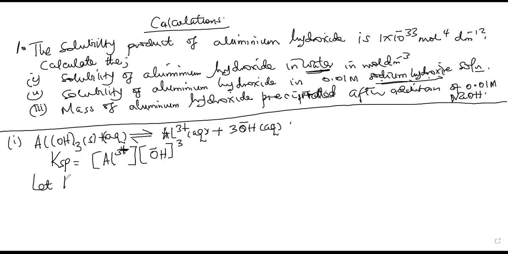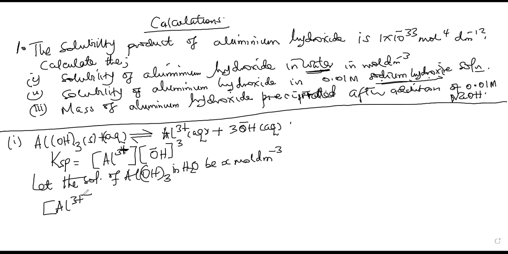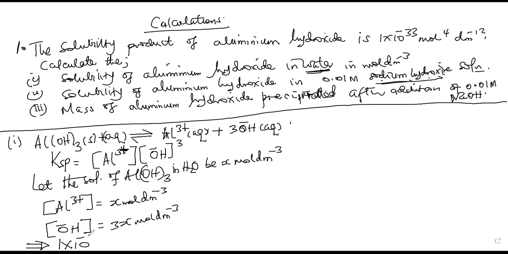Now, they want the solubility. I don't know it. Let the solubility of aluminium hydroxide in water be X moles per decimeter cubed. So the concentration of aluminium ions will be X moles per decimeter cubed, while the concentration of hydroxide ions, by looking at the molar ratio, 1 to 3, will be 3X moles per decimeter cubed. Substituting in the formula of KSP, 1 exponent negative 33 equals the concentration of aluminium, X, times the concentration of hydroxide, 3X, cubed.